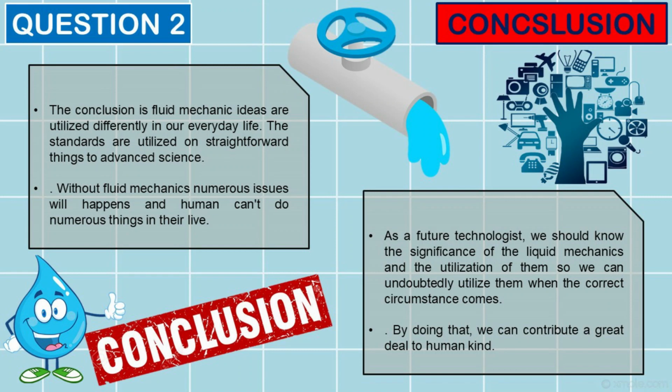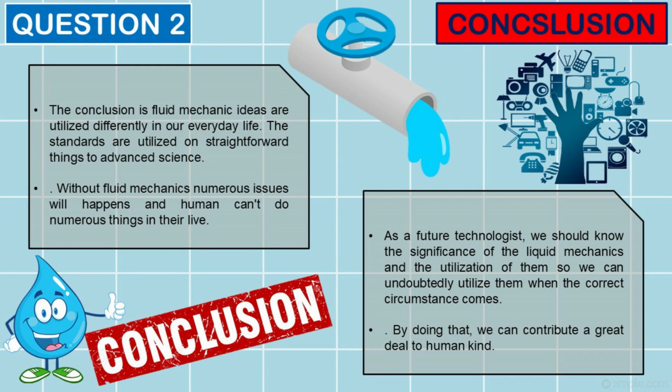The conclusion is that fluid mechanics ideas are utilized differently in our everyday life. The principles are utilized from straightforward things to advanced science: drinking water, filling petroleum, blood gas, boiling liquid, weather forecasting, in vehicles, optimal design, submarines, ships, renewable energy, HVAC systems and others. Liquid is a significant thing that is consistently used by humans to continue their life. Without fluid mechanics, numerous issues will happen and humans can do numerous things in their life.